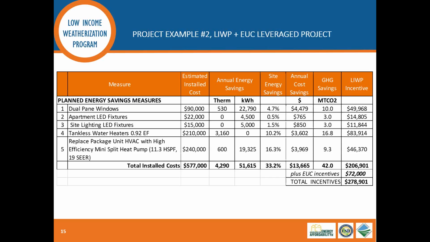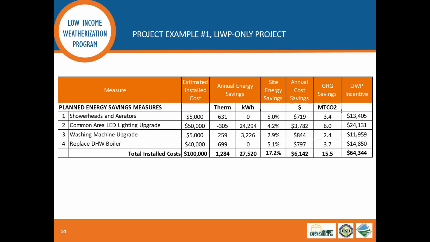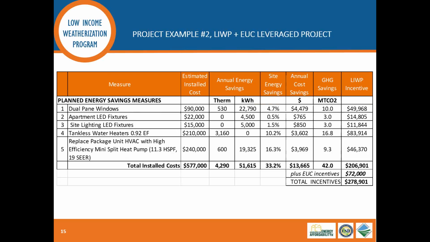Another example, this is a project that is leveraging the Energy Upgrade California program offered by many of the utilities in California, as well as the regional energy networks. And this particular project is going quite a bit deeper in terms of scope. You'll notice the previous project was at a roughly 17% energy savings above existing conditions. This project is at above 30%, so it's a much deeper scope.